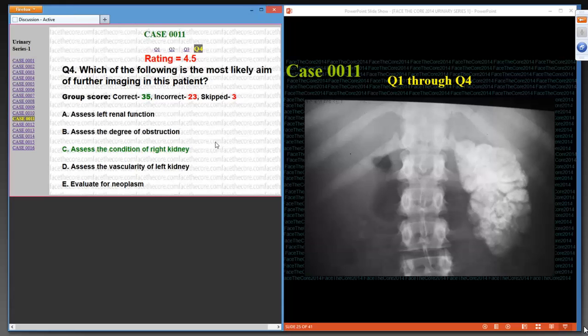Which of the following is the most likely aim of further imaging in this patient? It is not the assessment of the left renal function, which is already gone. There is no obstruction. This is just calcification of the entire kidney. It is the assessment of the condition of the right kidney. You want to know how the right kidney is doing, and IVP is a good enough way of doing it, but that would be your aim of doing any kind of further imaging. Vascularity of this lesion, that doesn't mean evaluation for neoplasm. That's not true either.